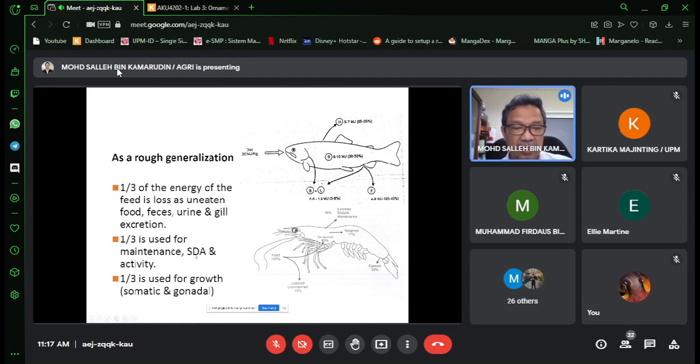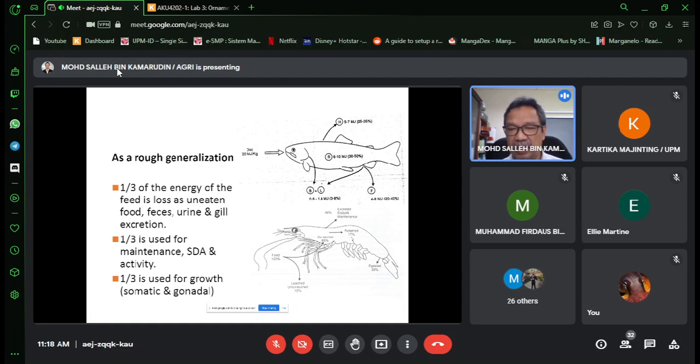1/3 for maintenance, SDA and activity. 1/3 sahaja yang growth. Tapi tadi ada yang kata makin rendah. Kalau untuk udang biasanya yang retain ni about 70%. Yang ni biasanya around, yang retain adalah dalam 30 to 50%. Depends pada species, tapi keperluan dia rendah. For udang biasanya keperluan energi dia rendah walaupun dia retain pun rendah.